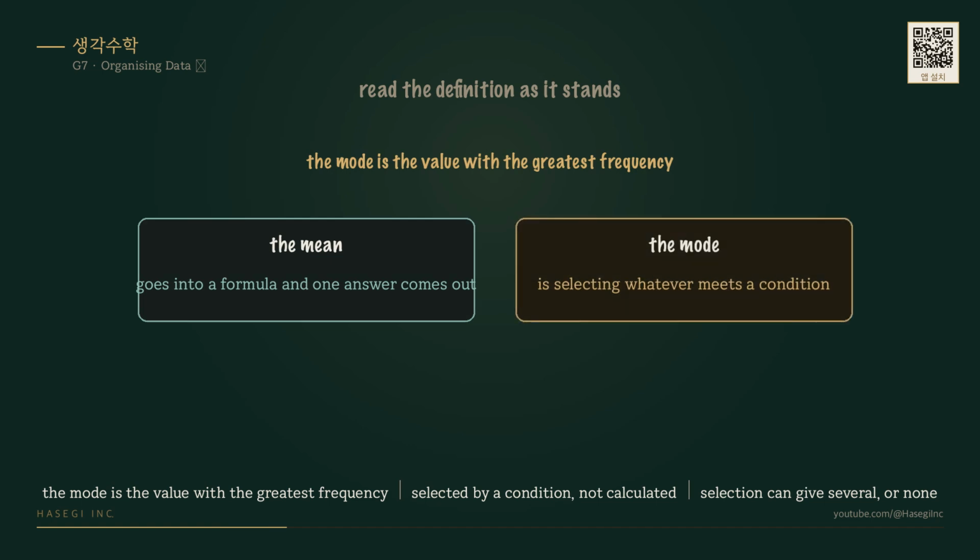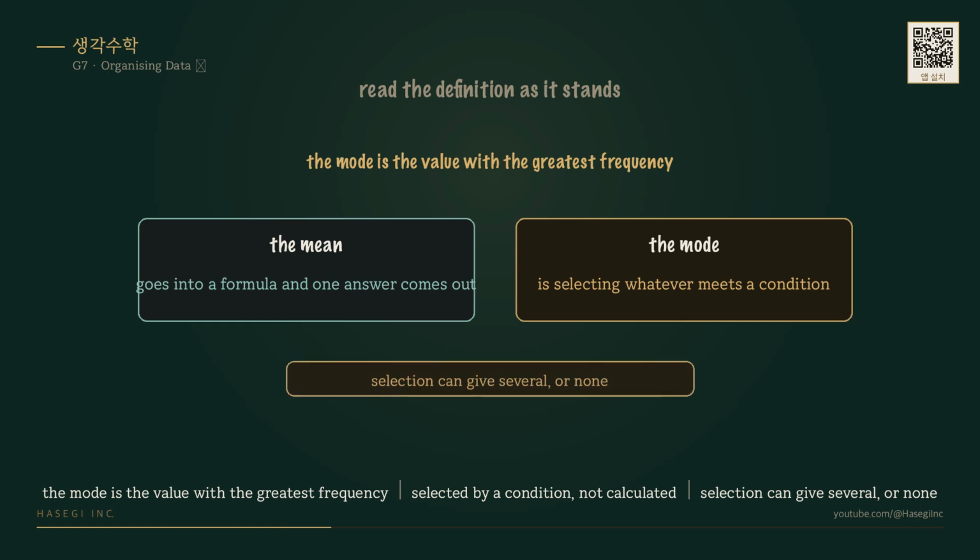Put numbers into a formula and one answer comes out, but selecting whatever meets a condition can turn up several answers or none. That difference is the whole story.